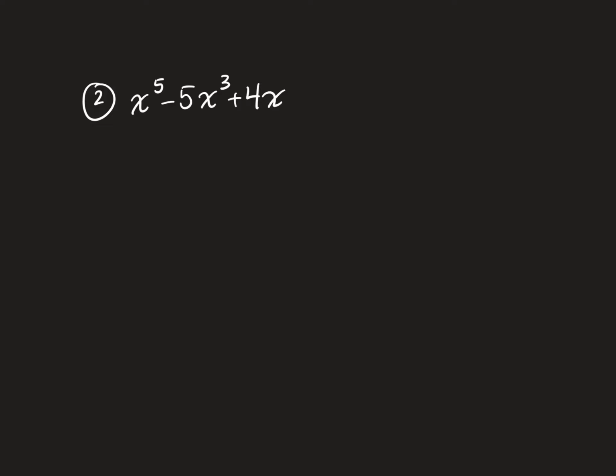Okay, let's try another one. This time it's kind of interesting. If we look at our problem, it doesn't really fit our quadratic pattern. If I take that middle exponent, 3, and multiply it by 2, that gives me 6, and that's not what my leading exponent, my highest exponent in the problem, is. The other problem is that I don't have a constant term. My last term has a variable with it as well. But hopefully you're noticing that in all of these terms, I could factor out an x.